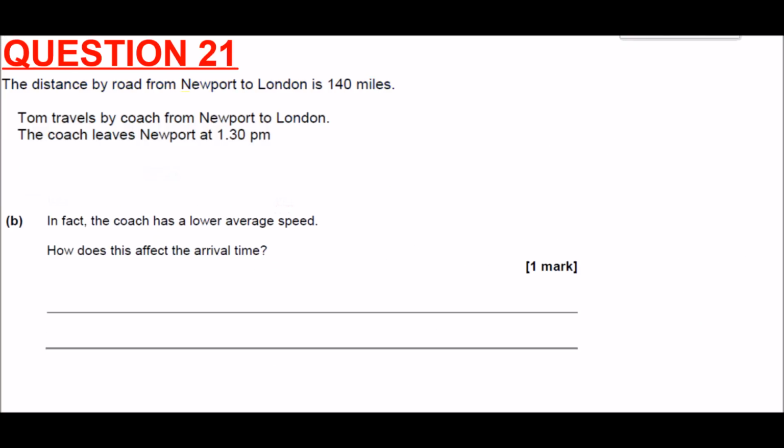Part B, you'll be pleased to know, is much easier if you just think about it. Part B, it says, in fact the coach has a lower average speed. How does this affect the arrival time? If you just think about it, use common sense. If a coach travels slower than the average speed, it'd take longer to get to where it's going. So how would this affect the arrival time?